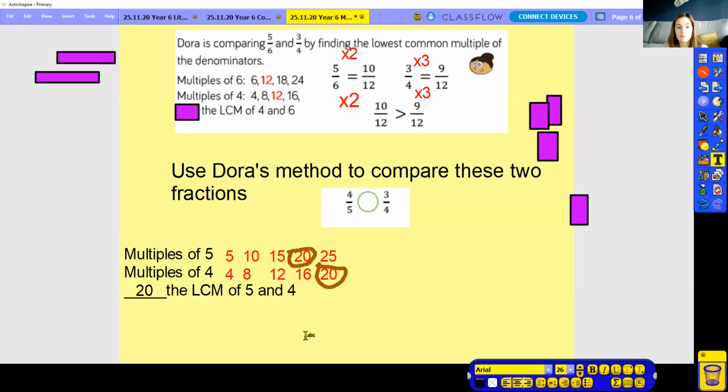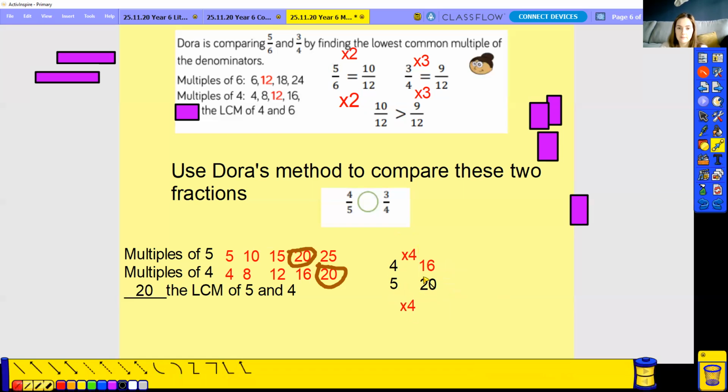So now we're going to do what we did before to this one. We've got the first fraction, which was 4/5, and we need to give it a denominator of 20. So what do we do to the 5 to get to 20? What do we times 5 by to get 20? We times by 4. So we multiply the numerator by 4 as well. 4 times 4 gives me 16, so we get 16 over 20.